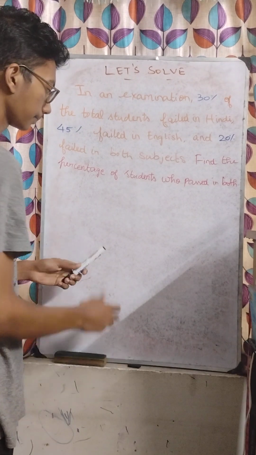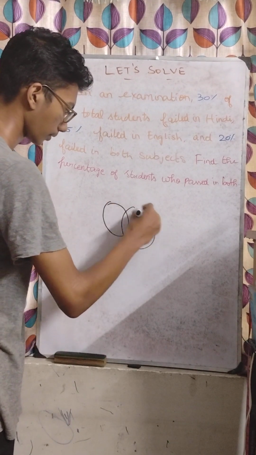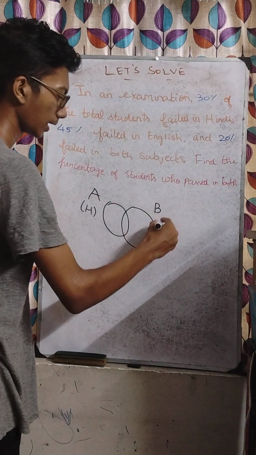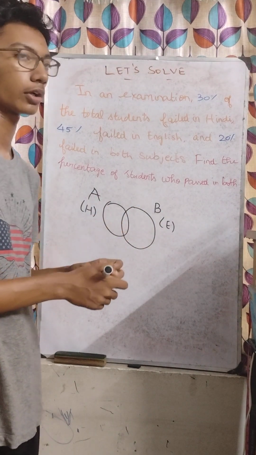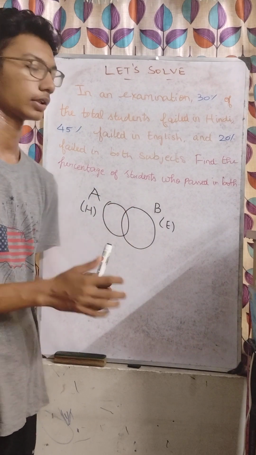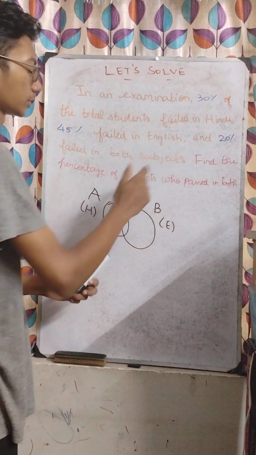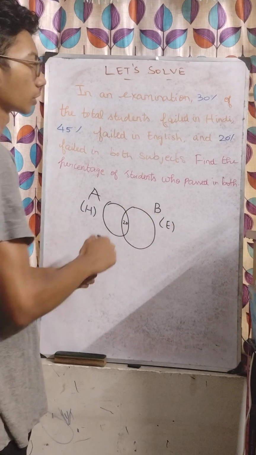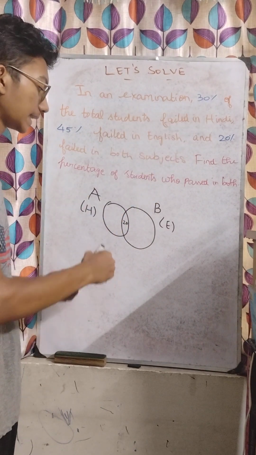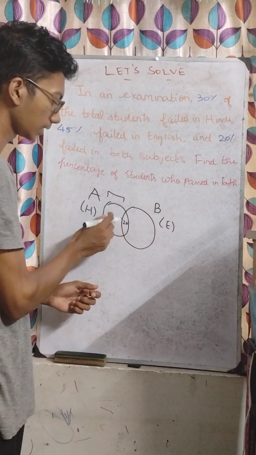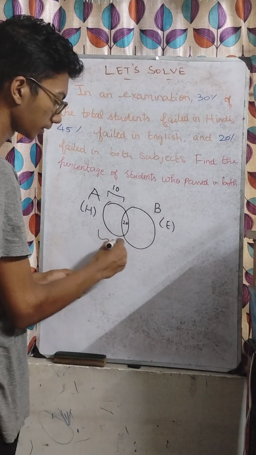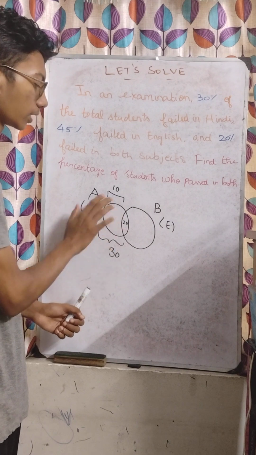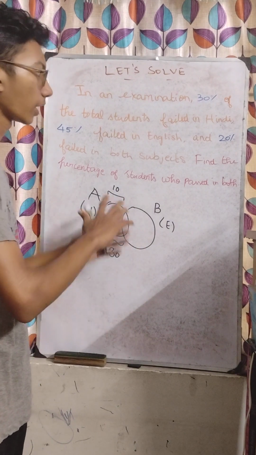So if we do this with a Venn diagram, we have A and B. Let's take A as Hindi, the students who failed in Hindi, and B as the students who failed in English. Whenever we are dealing with Venn diagrams, first we should see the common element. That is 20% failed in both subjects, so here we will have 20. Now 30% of students failed in Hindi, which includes this 20, so just Hindi will have 10, because as a whole it should be 30. So totally 30 students failed in Hindi: 10 failed in just Hindi and 20 failed in both English and Hindi.